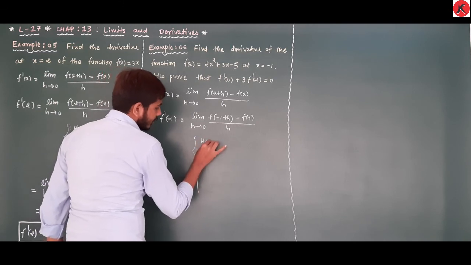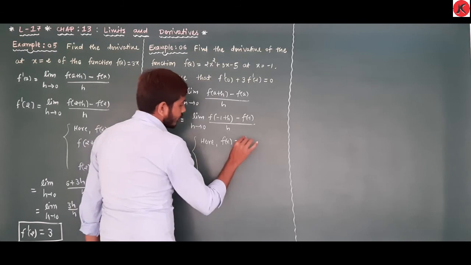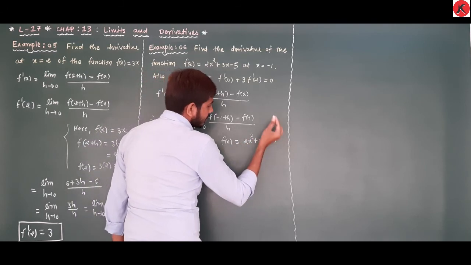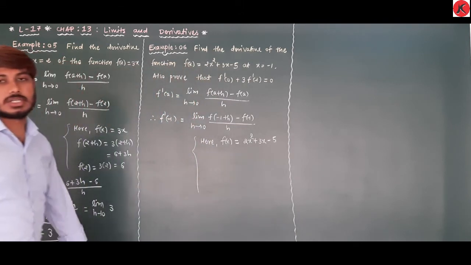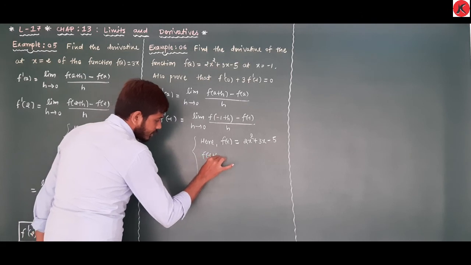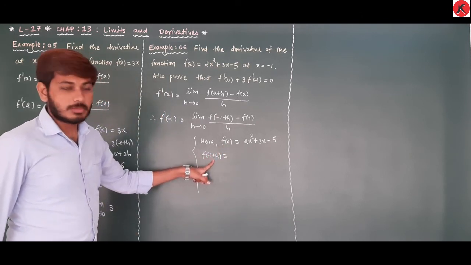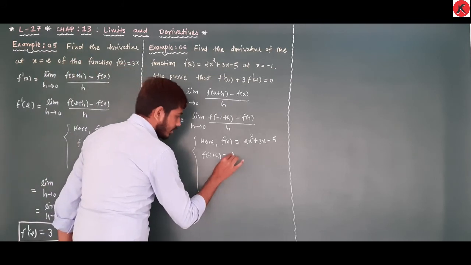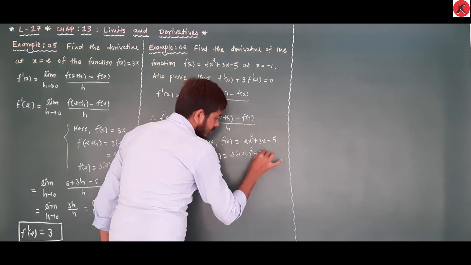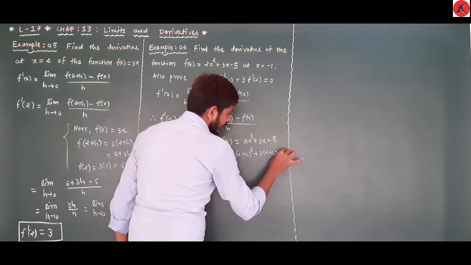So here f of x is given: 2x square plus 3x minus 5. Therefore f of minus 1 plus h: minus 1 plus h whole square, 3 as it is, x replaced by minus 1 plus h, minus 5.